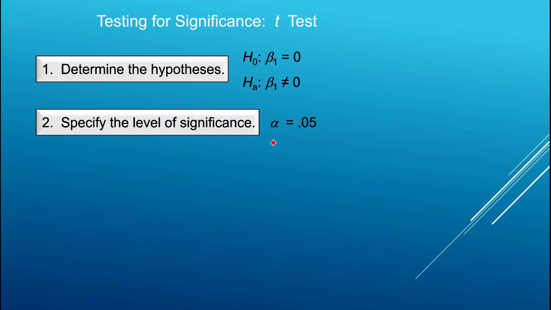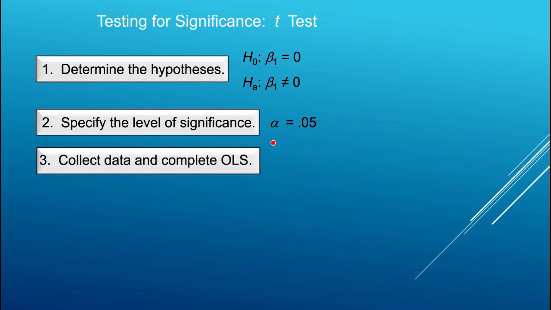Typical levels of significance for this two-tailed test would be 10%, 5%, and 1%. We're going to pick 5%. We'll take the middle road here. Of course, step 3 is always to go out and collect your data. This time we would be collecting data on 2 different variables, right? And then we would complete our ordinary least squares regression analysis.